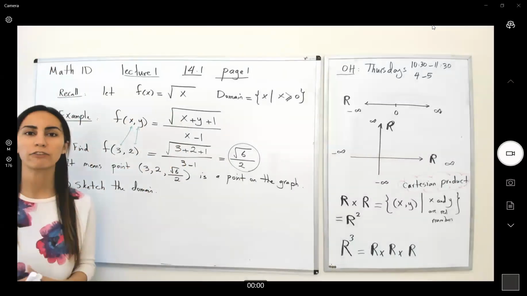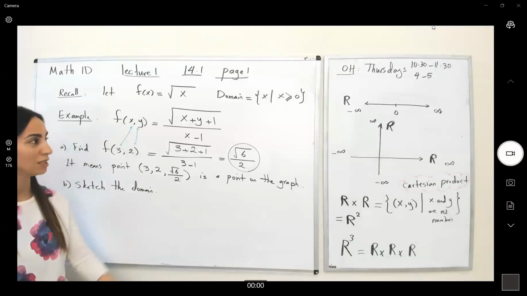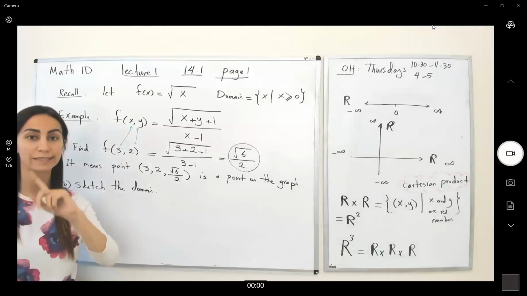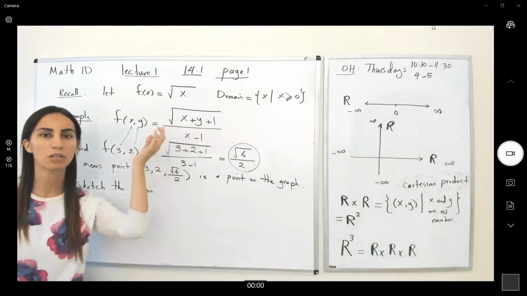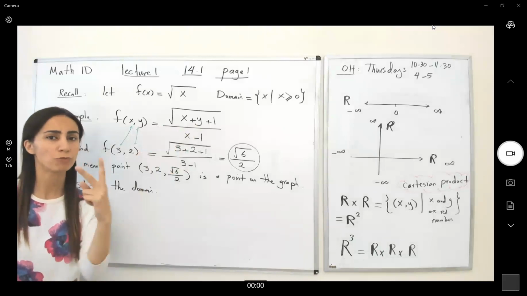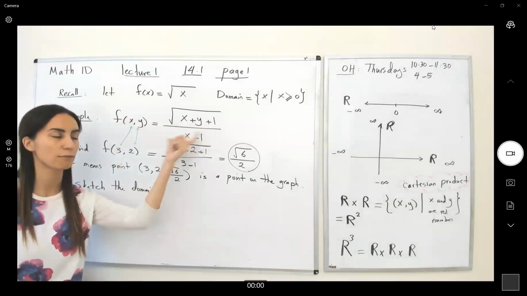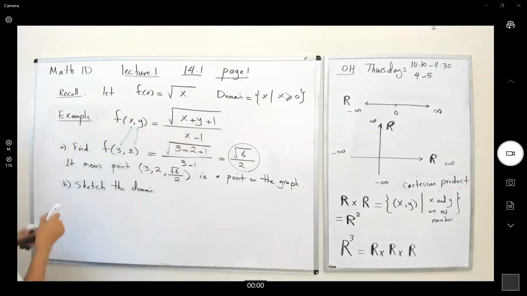Sketch the domain of the function. Okay, take a look at this function. First of all, you have a square root. Second of all, you have an expression in the denominator. So you have to be careful about two things. The first one is the square root. The second one is the denominator.